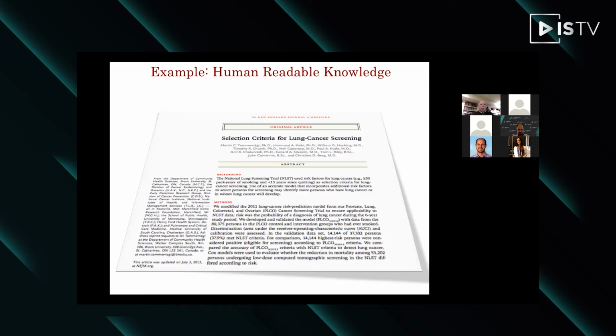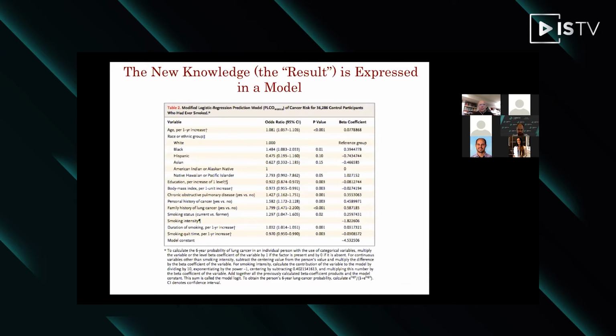So just to show the relationship, here's an example of human readable knowledge in a paper that is published in a prestigious peer-reviewed journal. And within this paper, there is new knowledge, a result, and in this case, the result is expressed in a predictive model in a logistic regression equation. These are all very familiar things to us.